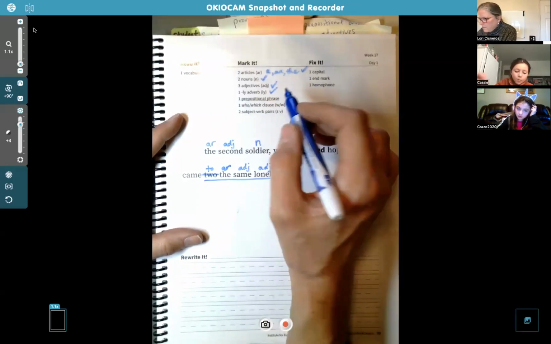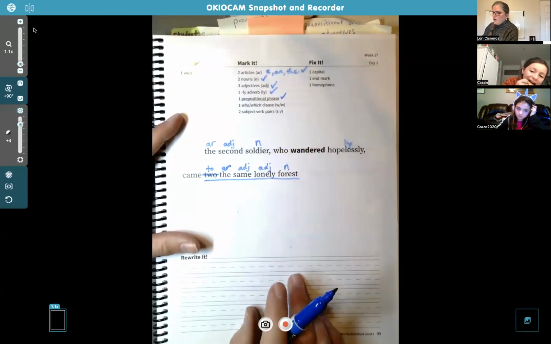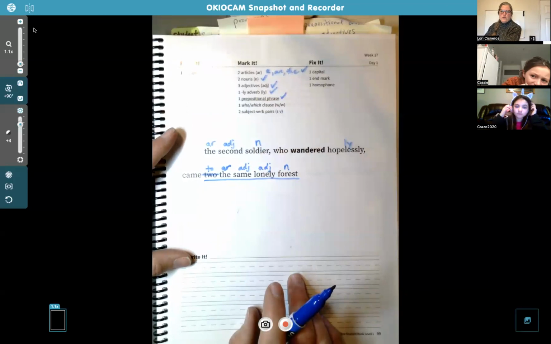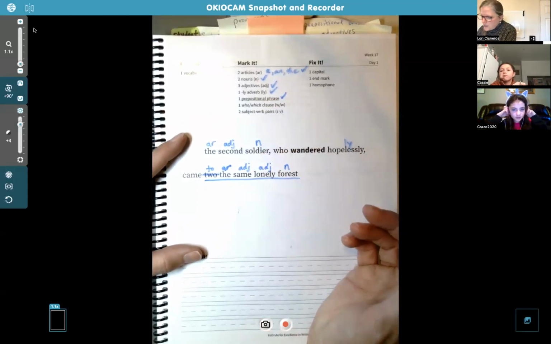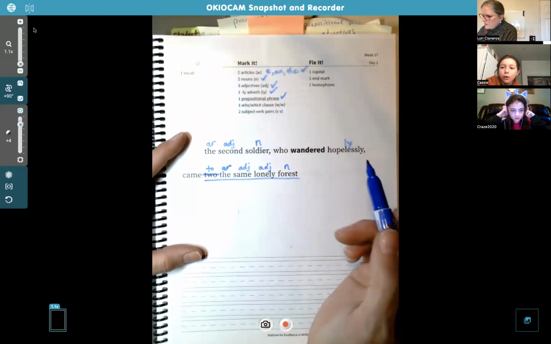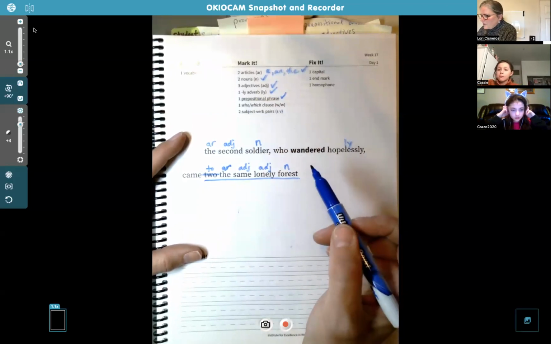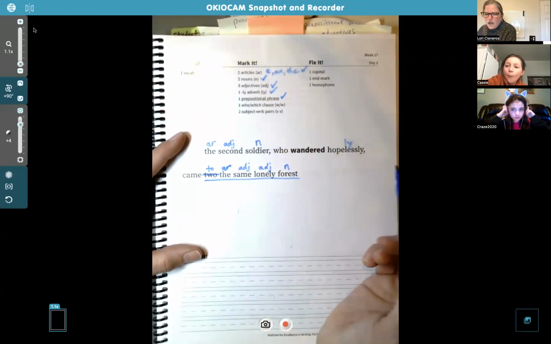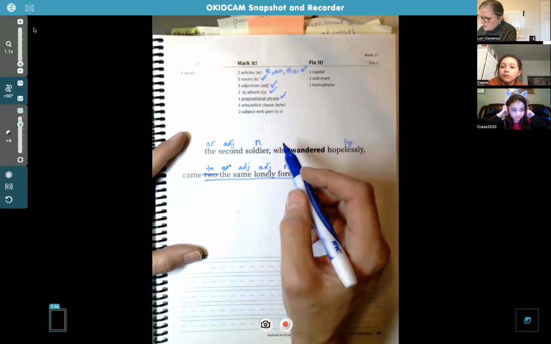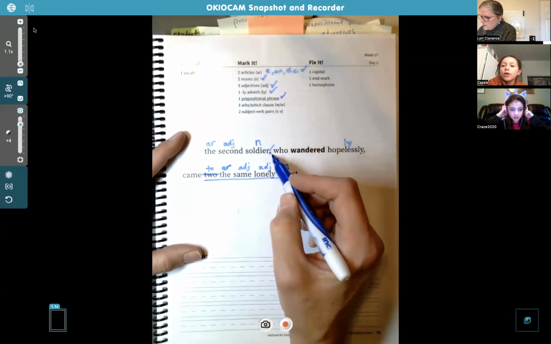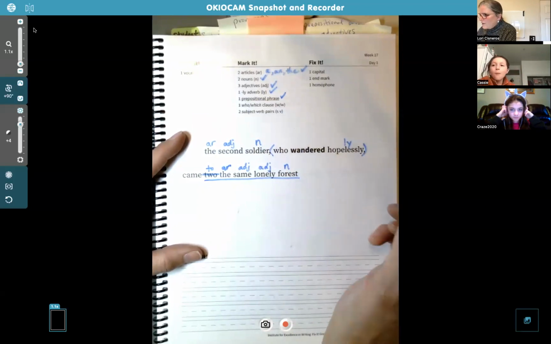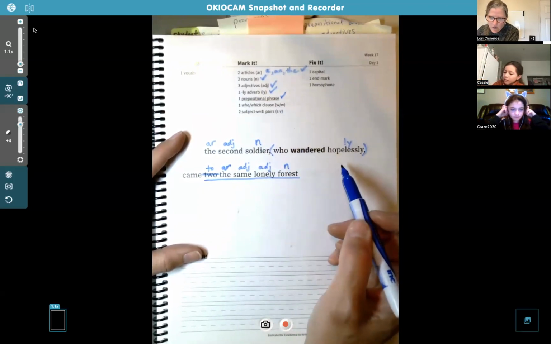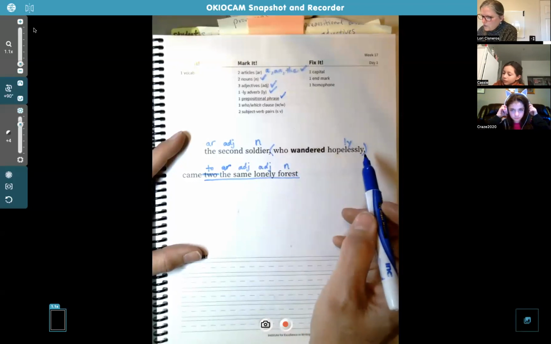So good job. All right, now we're looking for a who, which clause. So that one's pretty obvious too. Do you see it, Cassie? Yeah, it's right before wandered. Okay, so read the whole clause for me. Who wandered hopelessly. Yes, who wandered hopelessly. So we're going to put parentheses around that. That's how we label the who which clause.